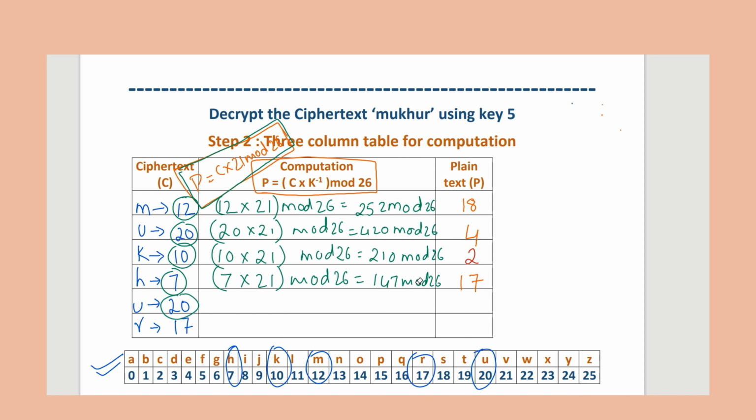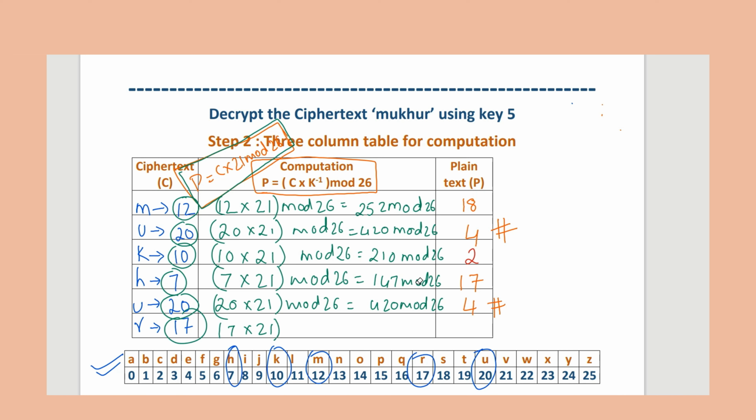The next number to decrypt is 20. So you do 20 into 21 mod 26, which comes out to be again 420 mod 26. The answer of 420 mod 26 has already been computed as 4 here. So I write it down from here, that is 4. The next number to be decrypted is 17.